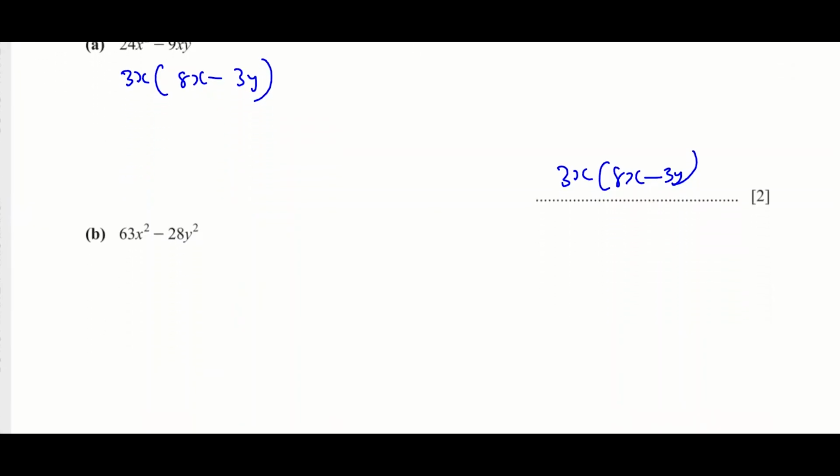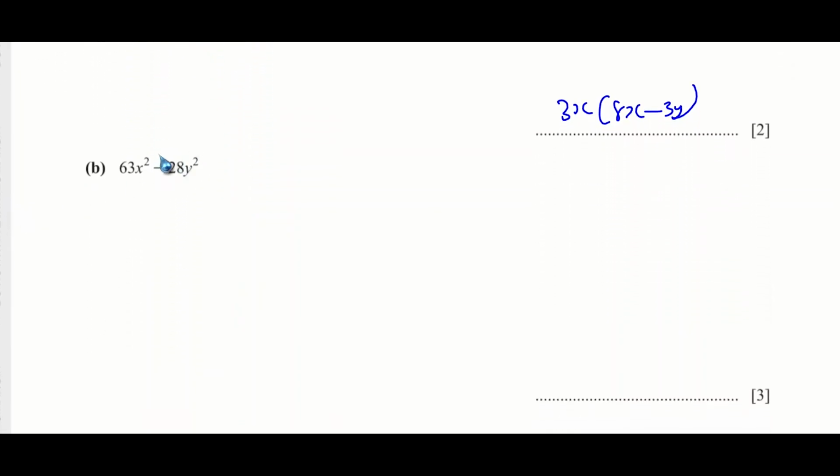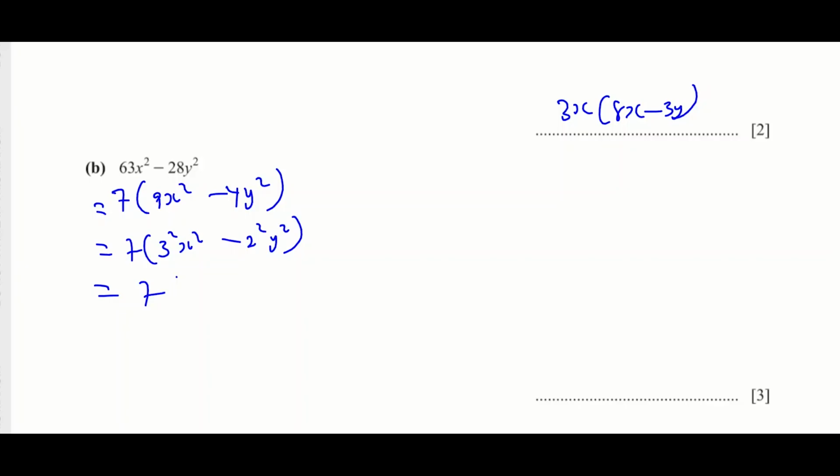Part B, 63x squared minus 28y squared. Here we can factor out 7. If you factor out 7, you have 9x squared minus 4y squared. So we can write this expression inside the parentheses as a difference of two squares. That will be equal to 7 into 9, which is the same as 3 squared x squared, minus 4, which is the same as 2 squared y squared. So we can write this as 7 into (3x) all squared minus (2y) all squared.